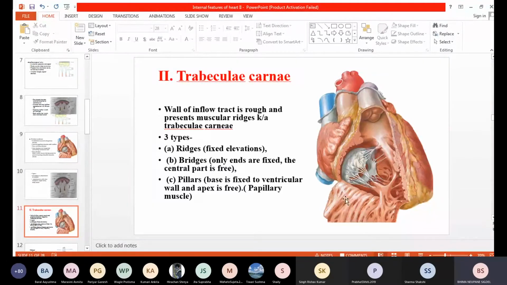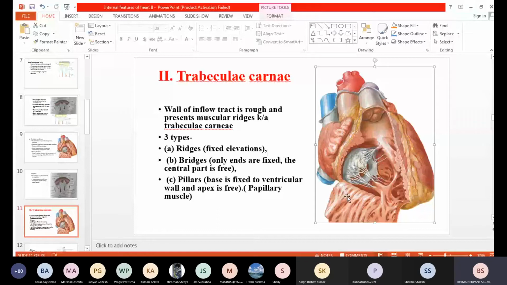Trabeculae carneae are the muscular ridge-like structures present on the inflow tract. The wall of the inflow tract is rough, and this is due to the muscular elevations present in the interior of the right ventricle. So they are named the trabeculae carneae. These trabeculae carneae are again divided into three parts.